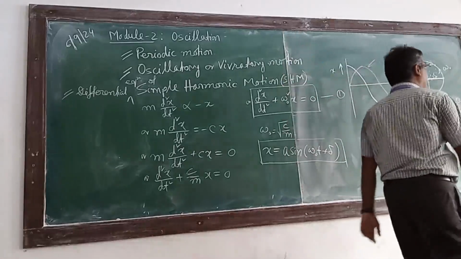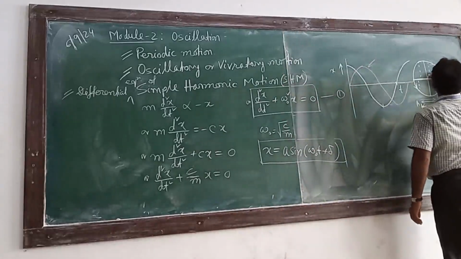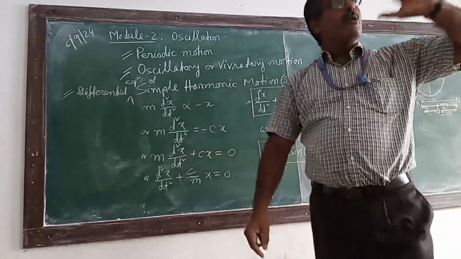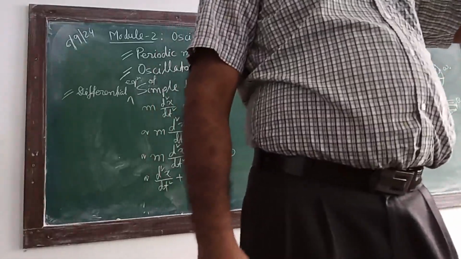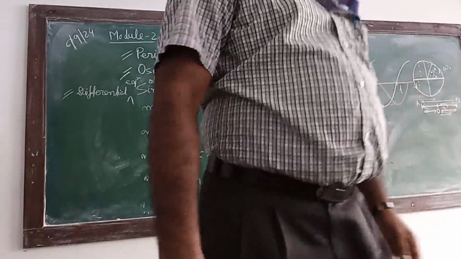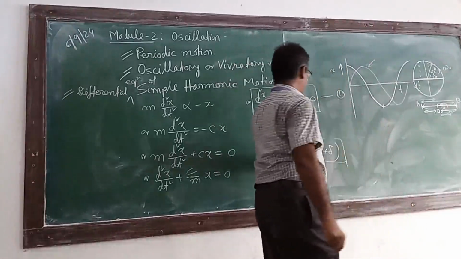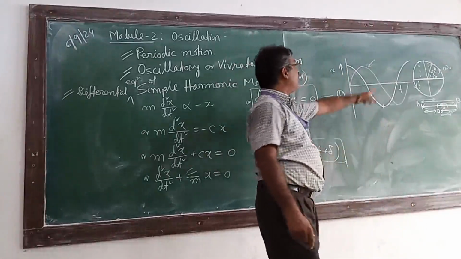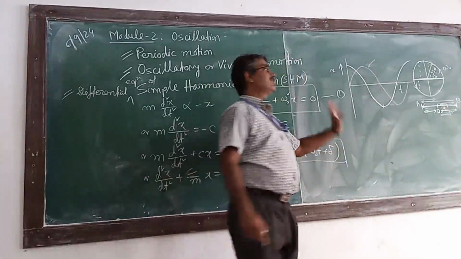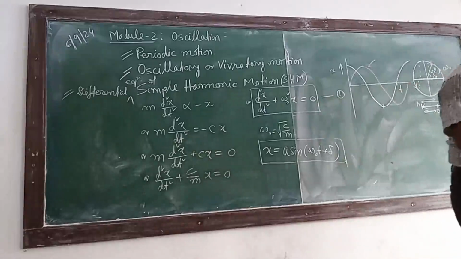And what is omega naught t? Omega naught t is the angle, this one. Angular displacement. What is angular displacement? Angular velocity into time, that is omega naught into t. So omega naught t is an angle and delta is also an angle. So it is sin(omega naught t plus delta). So this is the simple harmonic motion.